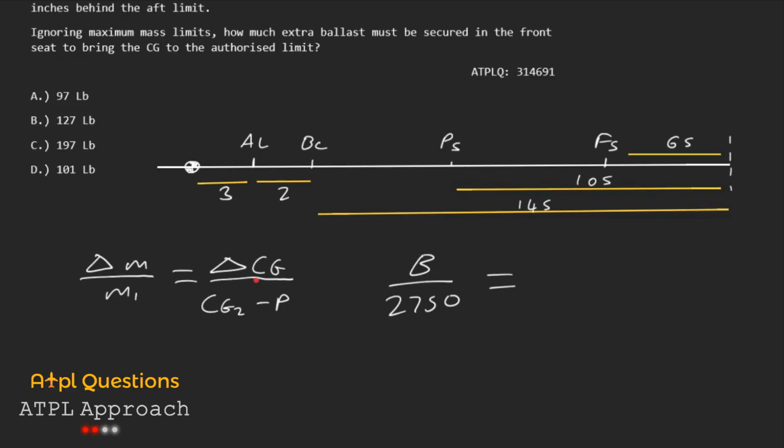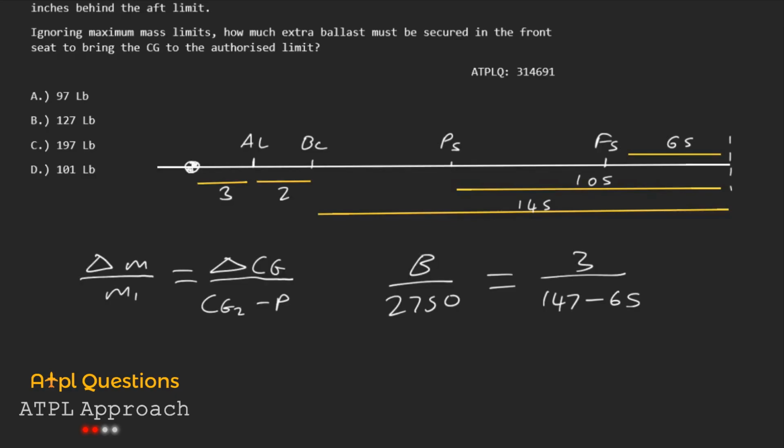That delta center of gravity, or that change in center of gravity, is given here. There's the old center of gravity position, and that's where we want it to be on the new authorized limit. So that's 3 inches. We do that divided by the new center of gravity mass position, take away the distance in which we're putting the ballast on. So the new center of gravity mass position is this authorized limit. That measured from the datum is 145 plus 2, which is 147. And then we subtract the position where we're putting the ballast, which is the front seats, at 65 inches.